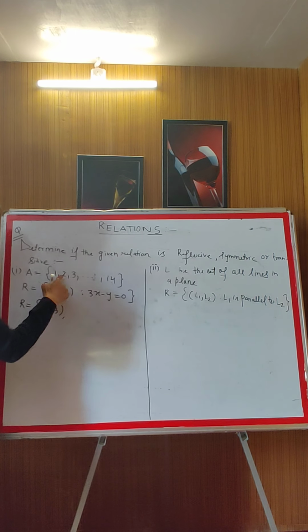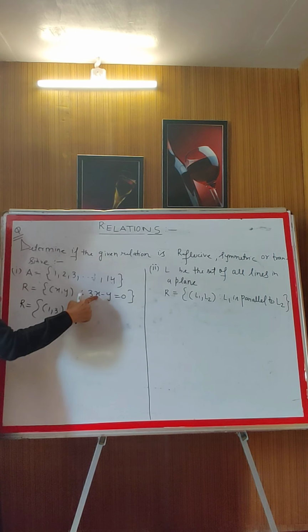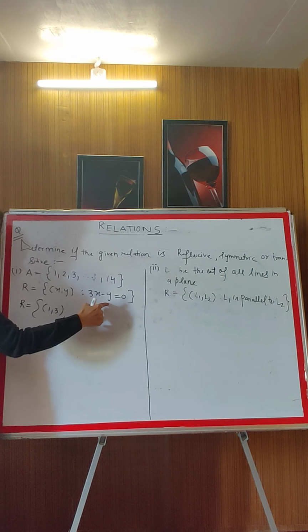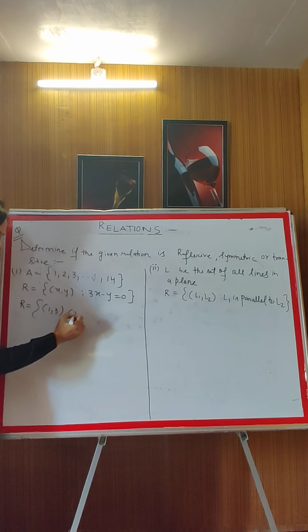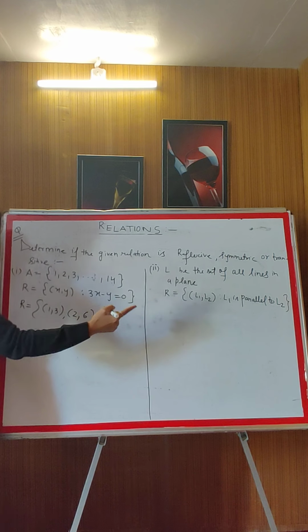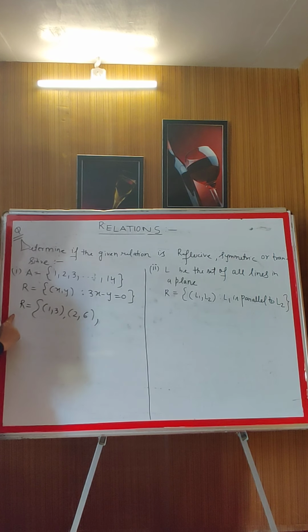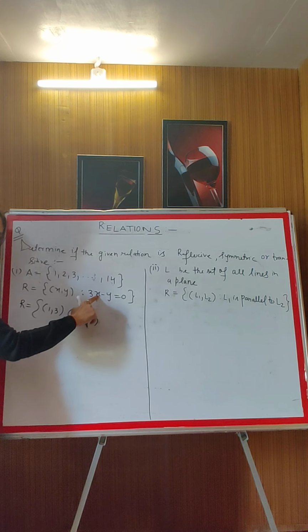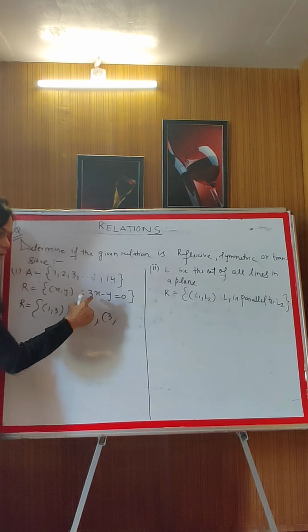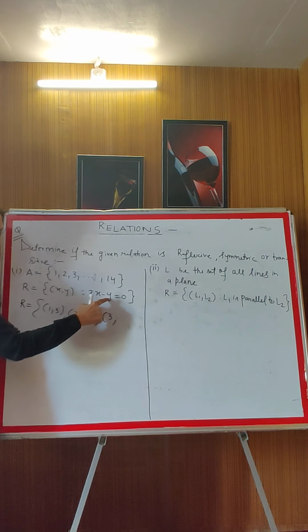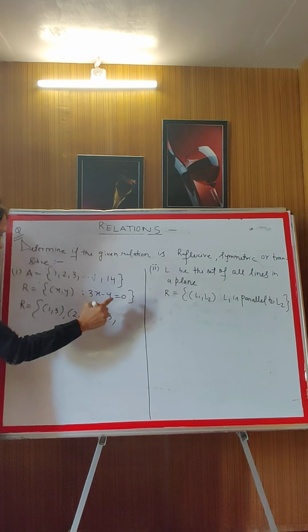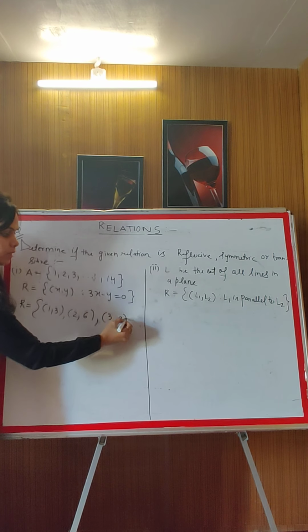Now let's switch to another one. If I put x equal to 2, 3 twos are 6, so y has to be 6 to make it 0. Likewise, you go on finding the other elements of R. Just think on your own. If I choose 3, 3 threes are 9, and y has to be 9 to make it 0.